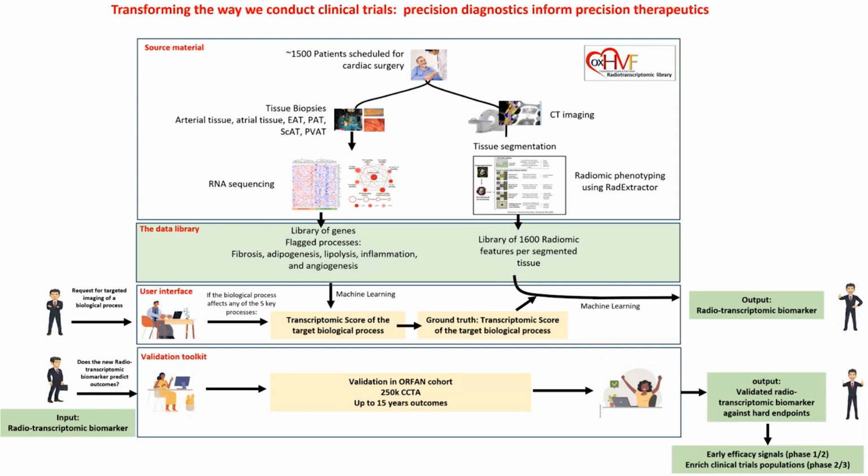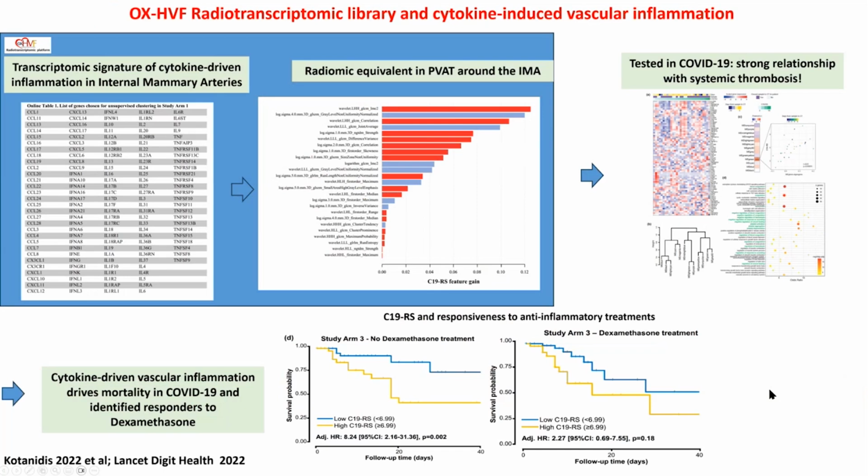And then it's being used for early efficacy signals in phase 1 and 2, or to enrich clinical trials in phase 2 particularly. An example of this technology was published in Lancet Digital Health a couple of years ago, showing that you can train a signature that captures specific cytokine inflammation, which reflects the cytokine storm observed during COVID-19.